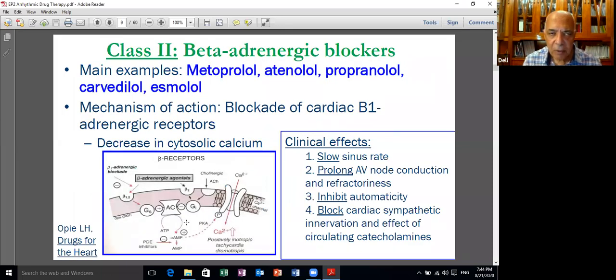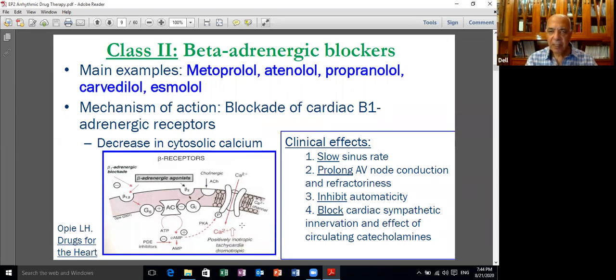Now, if we move to class 2, beta-adrenergic blockers, the mechanism of action is blockade of the beta-1 receptors. If you look into this diagram, activation of the beta-1 receptor will activate the stimulating component of the G protein, activate adenylate cyclase, and this will change ATP into cyclic AMP, which phosphorylates the calcium channel and opens it. So the downstream effect of calcium antagonists is equivalent to the downstream effect of beta blockers. That's why you should be very cautious in combining them, because the final pathway of their action is the same.